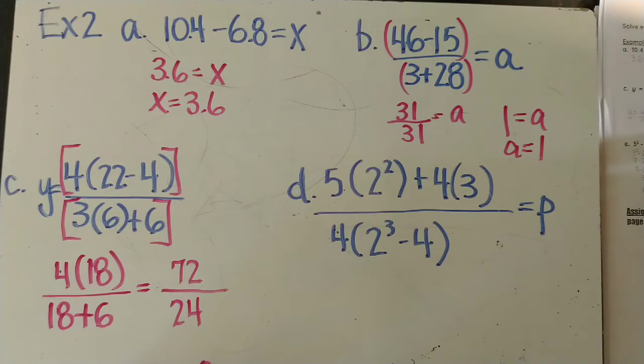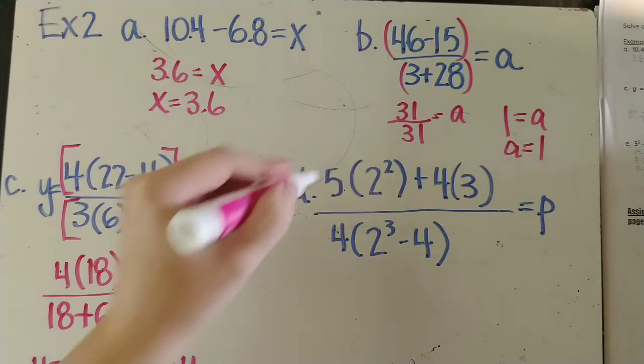Is this simplified? Put it into your calculator and you can see that it's not. So our final answer, when you simplify this, 24 goes into 72, or 72 divided by 24 is 3. So you can have y equals 3, or you can have 3 equals y. Now let's look at letter D.